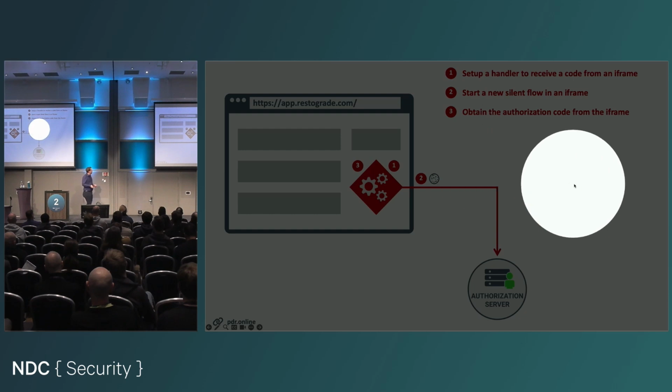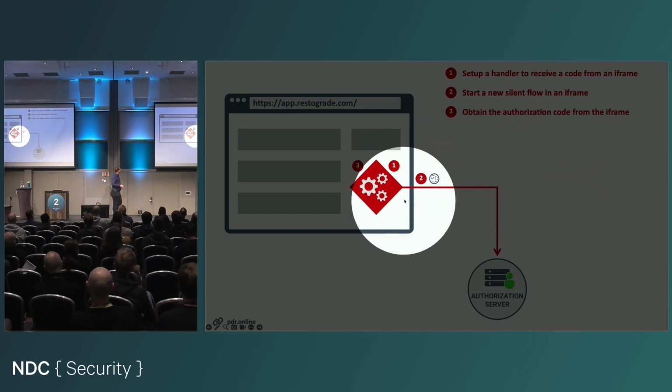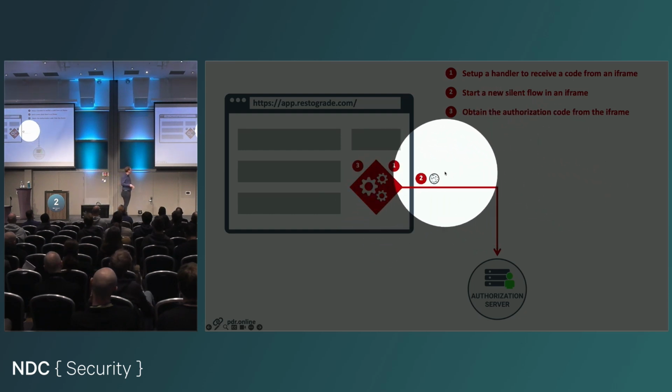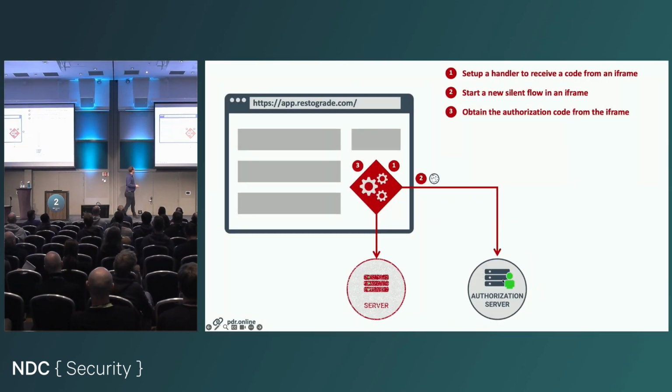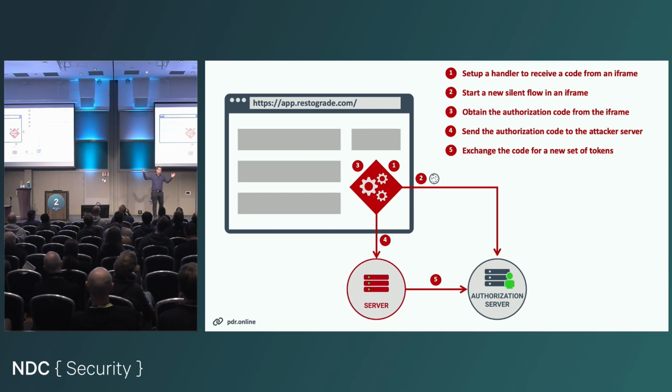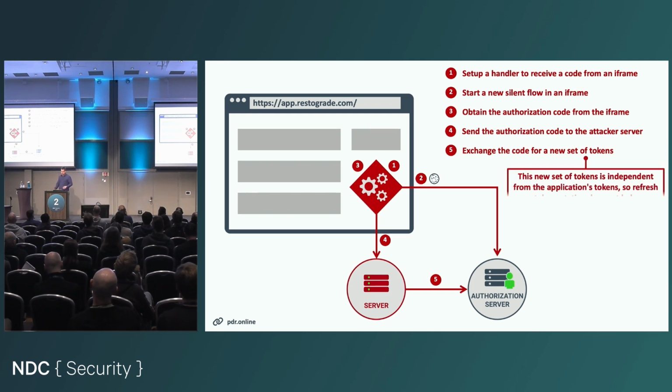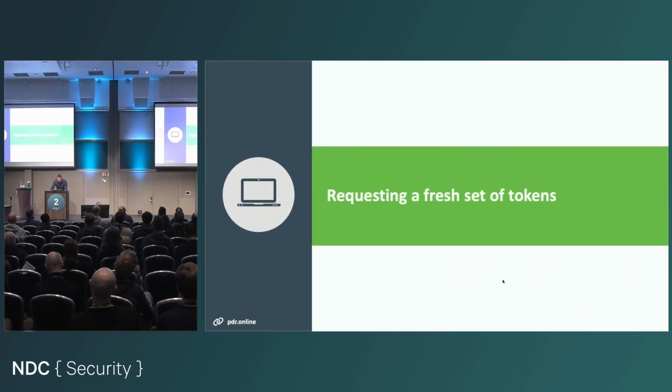All right. We basically run this code. This code will run a silent flow using the existing session of the user with the authorization server. It returns an authorization code. We extract that code and exchange that code for tokens. This set of tokens will be independent from the application. So the application is working and our code is working. Two sets of tokens, no overlap, no refresh token reuse, and a massive, massive problem in practice. All right, let's see that one in action.